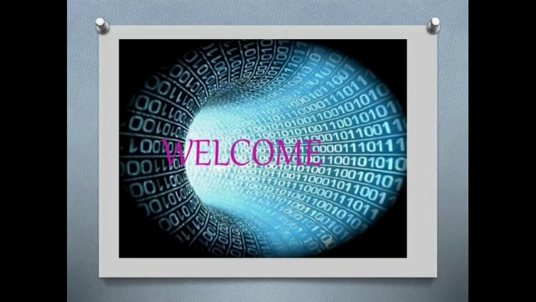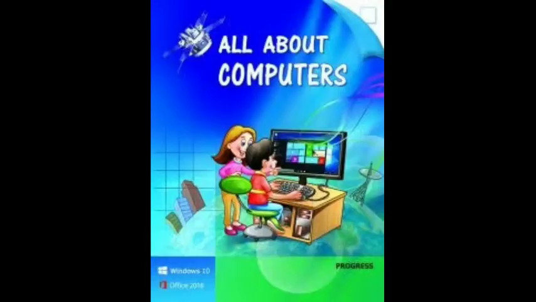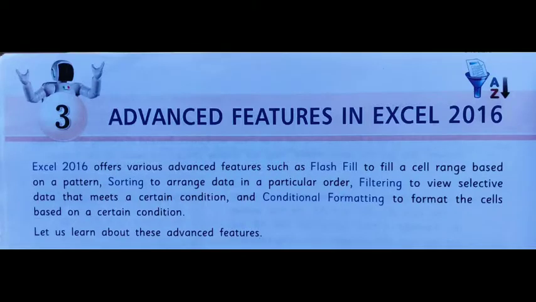Today we'll be discussing the third chapter of computer. The third chapter is Advanced Features in Excel 2016. Excel 2016 offers various advanced features such as flash fill to fill a cell range based on a pattern, sorting to arrange data in a particular order, filtering to view selective data that meets a certain condition, and conditional formatting to format the cells based on a certain condition. Let us learn about these advanced features.